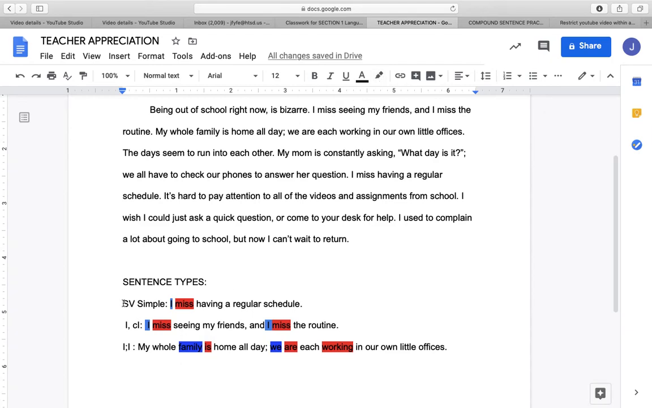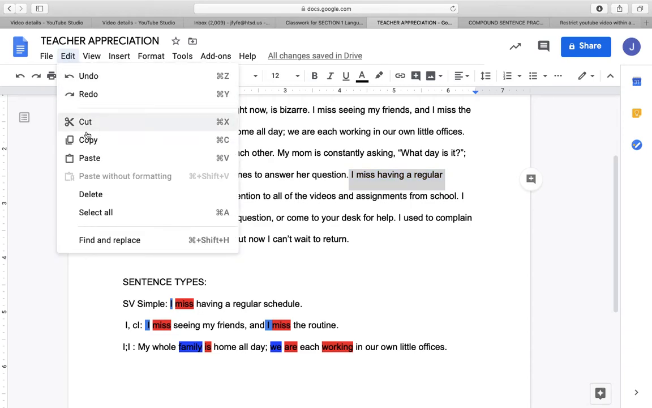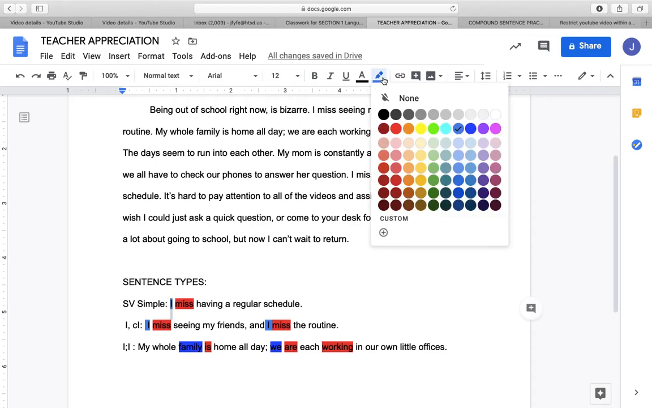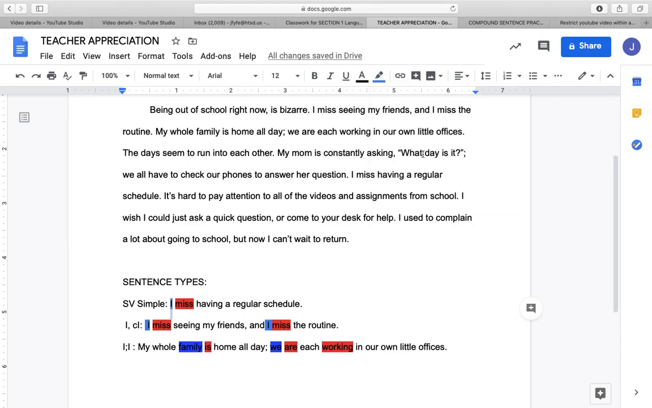So the first sentence I picked out as my simple sentence is I miss having a regular schedule. That is right here. I just selected that sentence and then I copied it, copy and paste it down at the bottom. Then I went ahead and I highlighted blue for the subject. So I picked blue, you see that there, and red for the verb. So this is a simple SV.